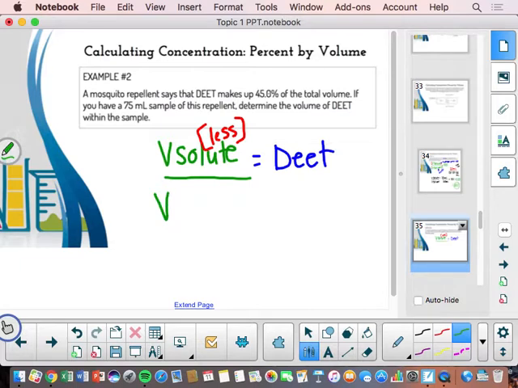And then your solvent, sorry, I was going to say solution, is going to be the whole solution or the solvent. We don't know what the solvent is, do we? If you have a 75 milliliter sample, so the whole solution is 75 milliliters, how much of it is DEET?